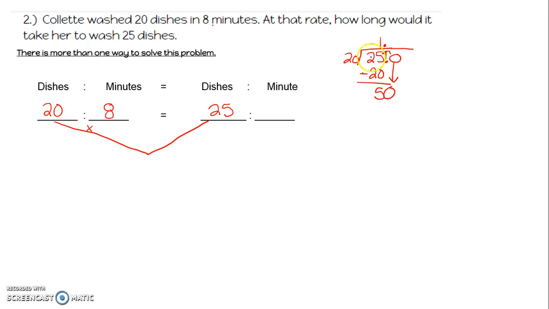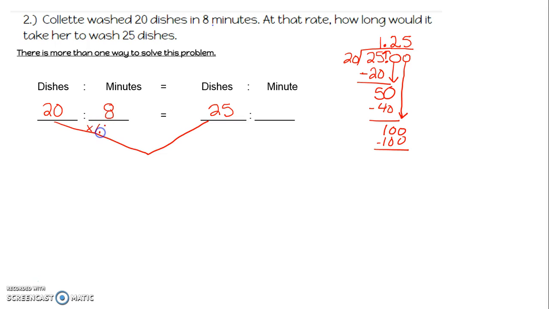20 goes into 50. 20 times 2 is 40. So we'll put a 2 up here. 2 times 20 is 40. Subtract off. We still have 10. We can include another 0 without changing that value. Drag down that 0. 20 goes into 100 5 times. 5 times 20 is 100. Okay. We now know that 20 times 1 and 25 hundredths gets us to 25.